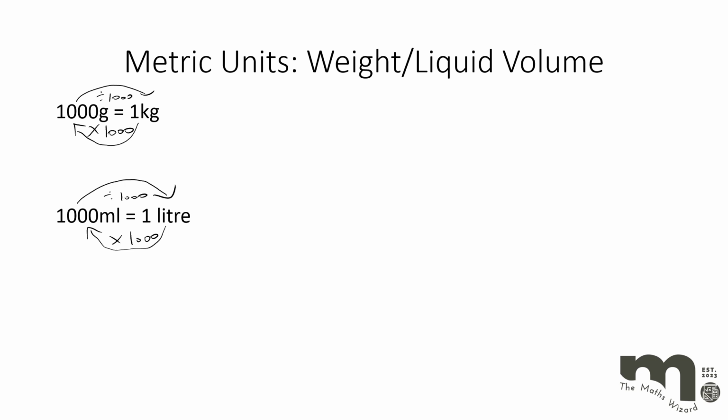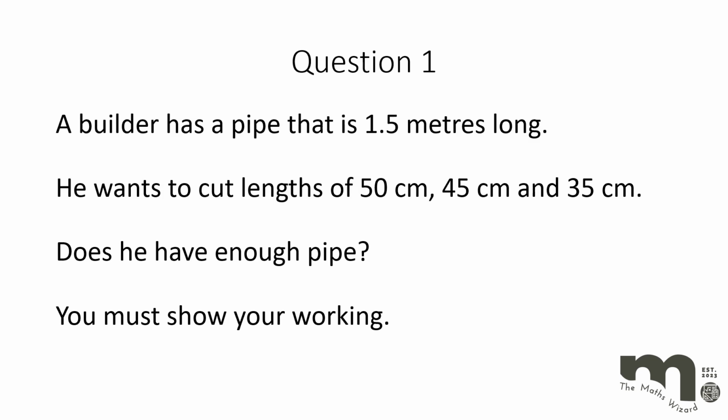We're going to have a look at some questions where you'd have to do some unit of measure conversion now. So here is your first question. A builder has a pipe that's 1.5 metres long. He wants to cut lengths of 50 centimetres, 45 centimetres and 35 centimetres. We've got to make a decision here: does he have enough pipe to be able to do that?